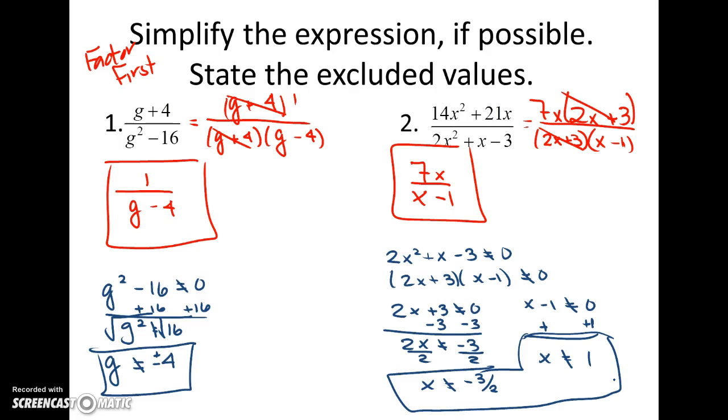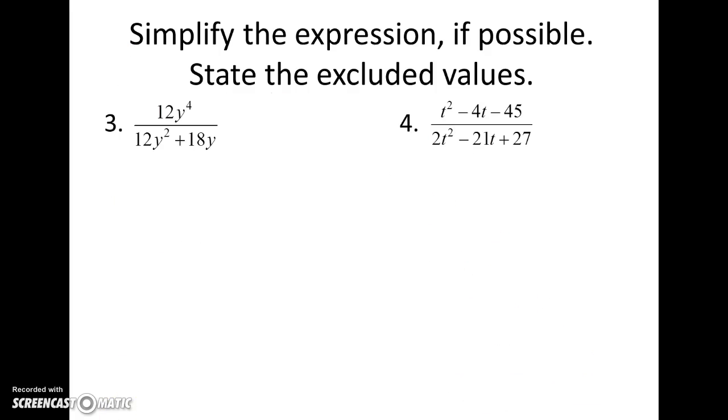When you're doing your excluded values, you're going to do it for the original equation, not for the simplified one. Because if I just did the simplified one, I would only have one of these two answers. Alright, so you can press pause if you'd like to and try this one on your own, or you could roll with me on this.